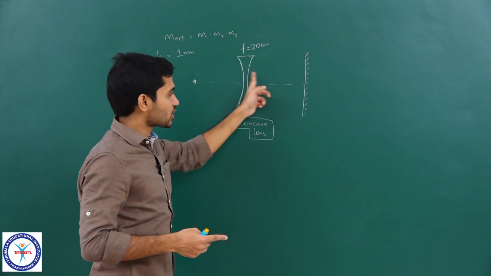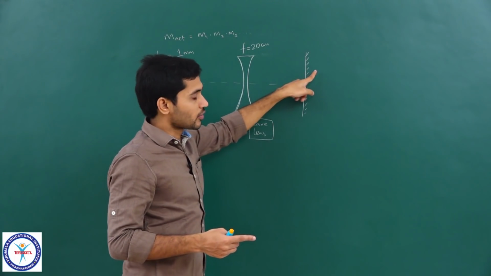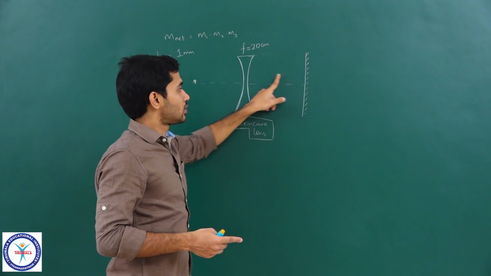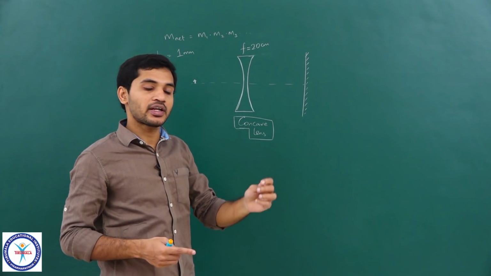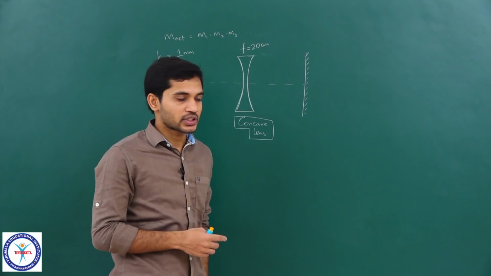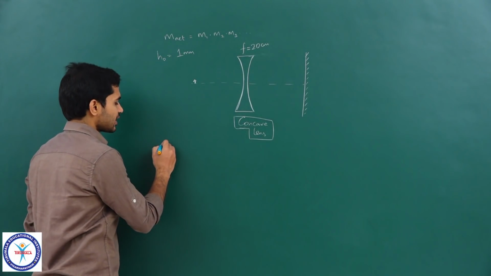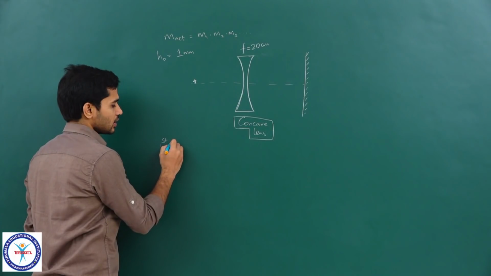First is refraction through the lens, reflection from the mirror, refraction through the lens, and final image, and we need to find the final height of the image, correct. So, there are three things. First, let us write the equation for first refraction.